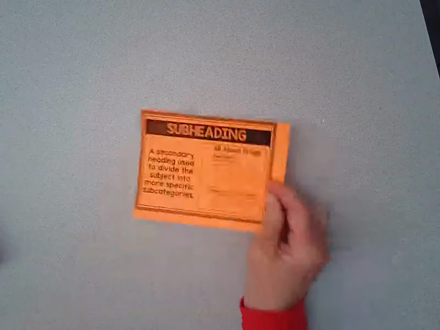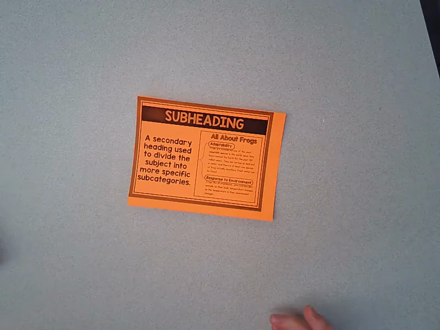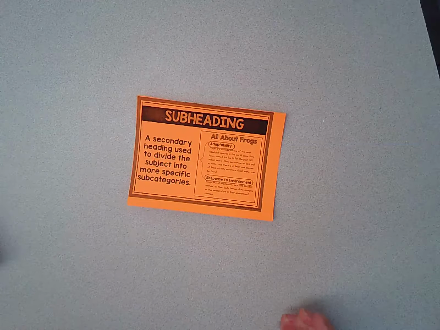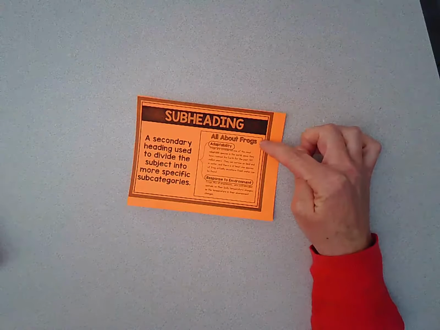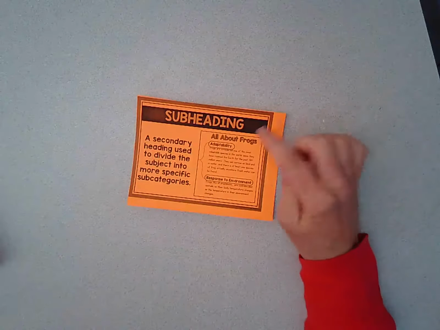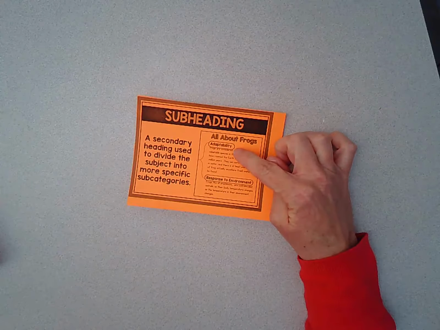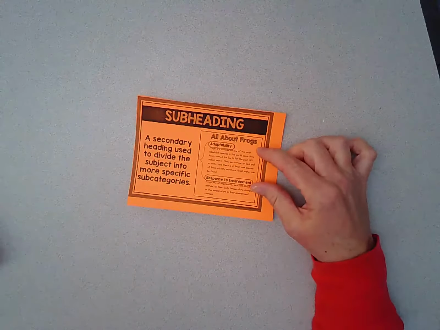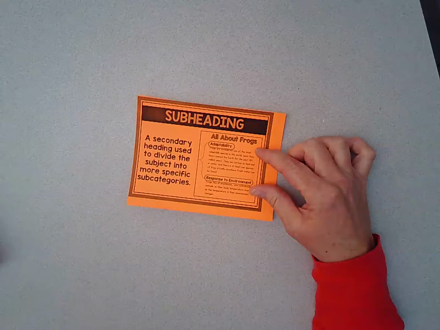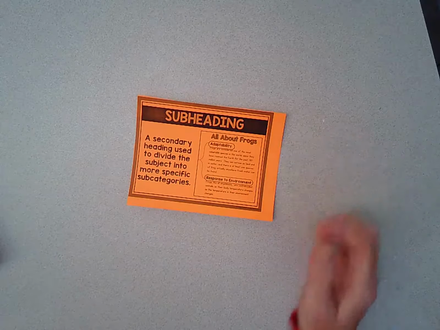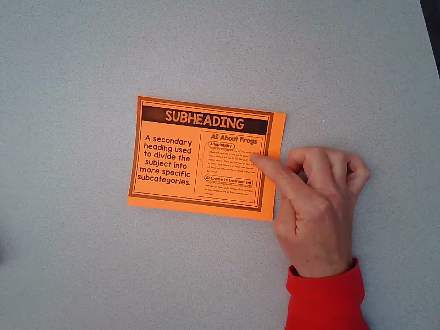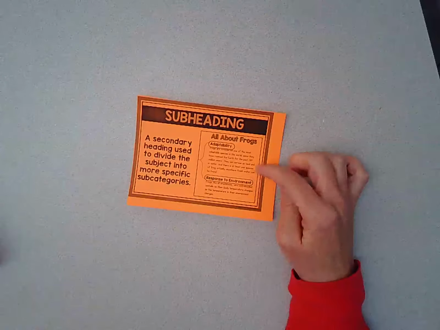We talked about subheadings, and this is a secondary heading used to divide the subject into more specific subcategories. So here, the topic is all about frogs, right? The topic is they're going to be telling us about frogs. Now, the subheading is adaptability. So in this section, it's going to discuss how frogs adapt or how they change. So it's the main idea of this section, what this section is talking about.